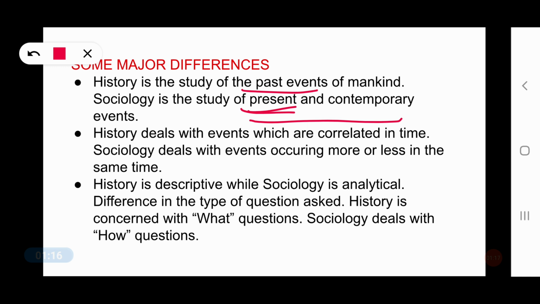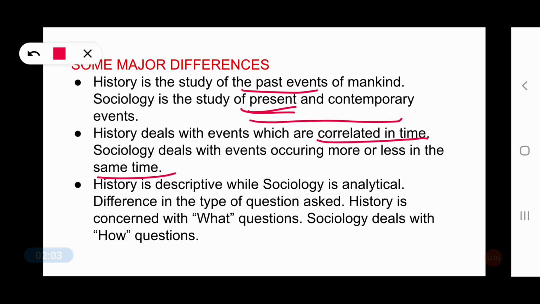Secondly, history deals with events which are correlated in time, whereas sociology deals with events occurring more or less in the same time. This means that history studies the past events in a sequential manner. We study whatever has happened, the events, in sequence of their time. So, for example, we do not study the Cold War before World War, but we study World War One, then World War Two, and then the Cold War.